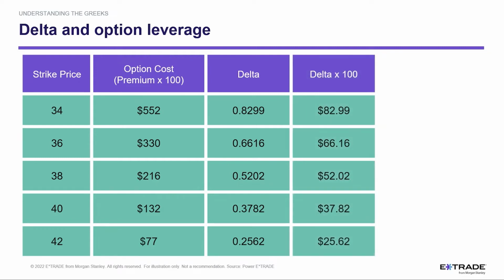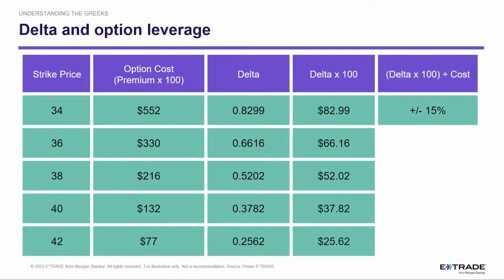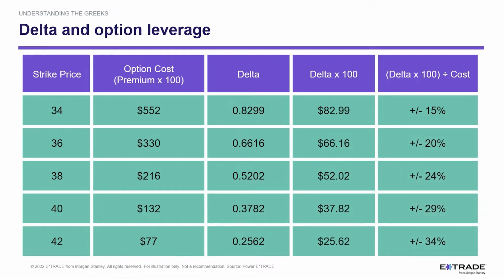And so we'll do the same thing to delta. We'll multiply it times 100. And now what we can see is if the stock moves $1, we get $83 of price movement for a $552 asset. And that is a swing of plus or minus 15%. So this tells us, again, how much leverage is contained in dollar terms in that delta. And if we fill in the rest, we see that the relationship here is that the leverage gets higher as we move into the higher and higher strikes.